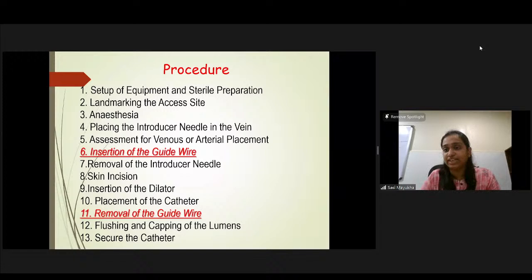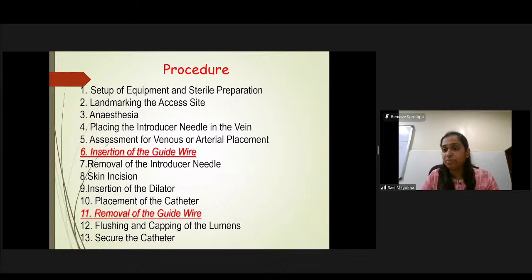After we identify the vein, the introducer needle will be placed in the vein, and then you have to check whether it's venous or arterial blood. After that, you have to insert the guide wire, remove the needle, make a skin incision, and then dilate the access, and then place the catheter.